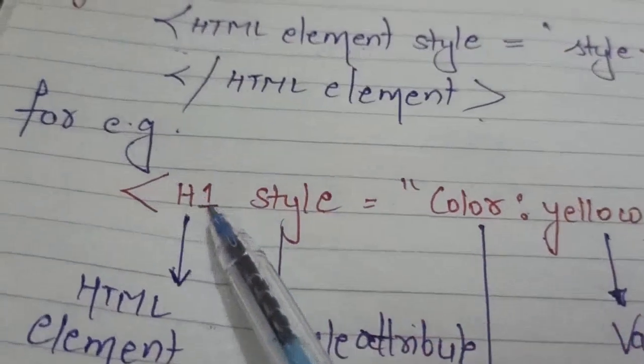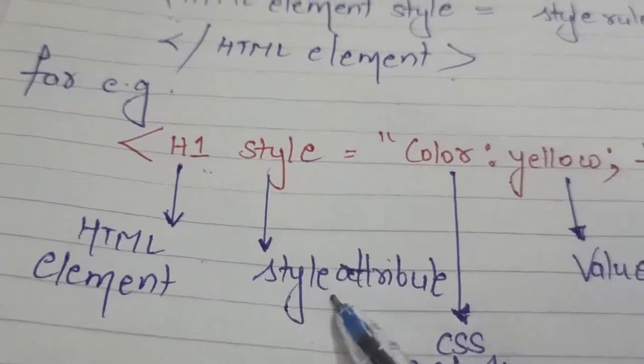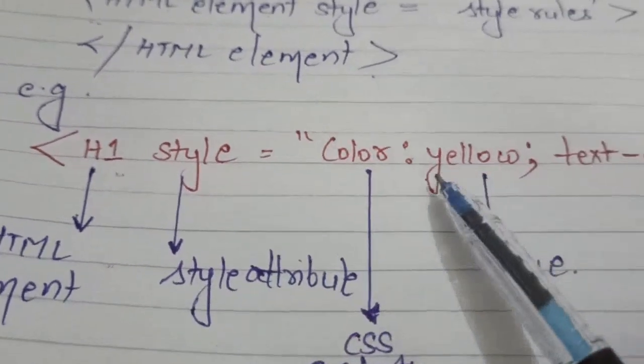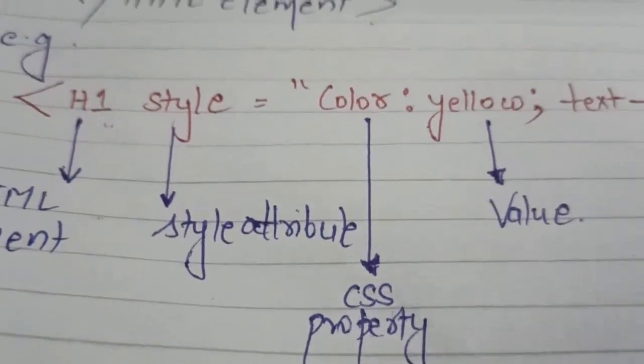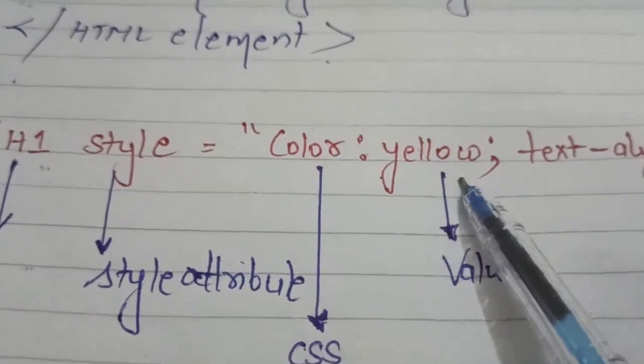So what is this h1 over here? This h1 is a HTML element. This style is what? It's an attribute, style attribute. And this is what, color? This is CSS property name. Then this yellow is the value. And this is a syntax.